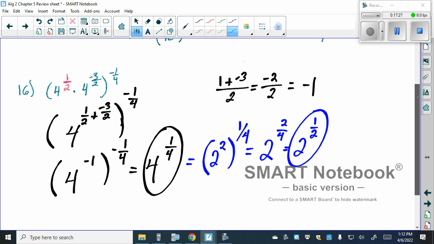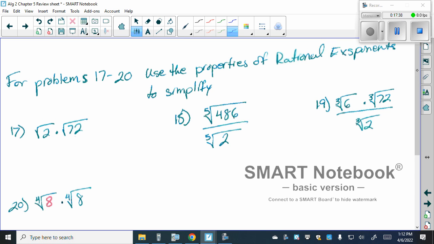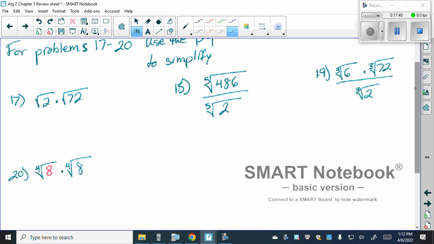Any other questions on 13 through 16? Questions on 13 through 16? Questions on 17 through 20? One of these that we want to look at. Most of them, yes. 20 you can't, but we won't have one like 20 show up on the test. Okay. So we good with these here? Okay.